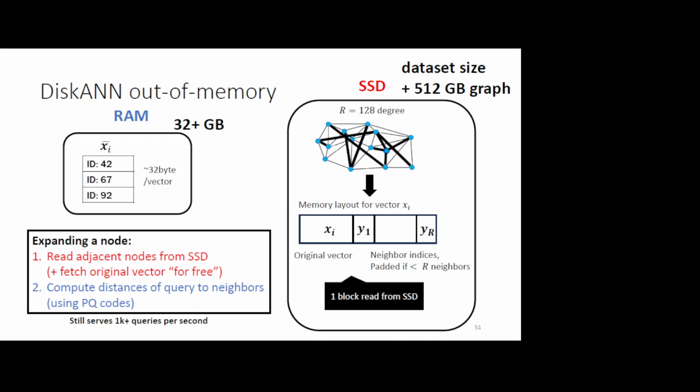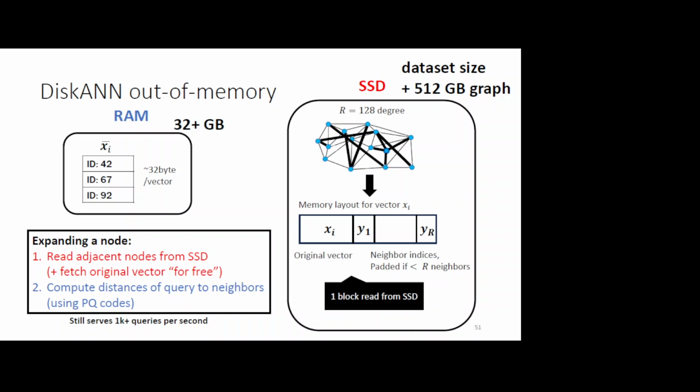And note that when each data point reads their neighbors, there is a special block. This block keeps the original vector. With this design, when I read a block from an SSD, I will not only load their neighbor IDs, I will also load the original vector of xi, so that I take xi back to memory.